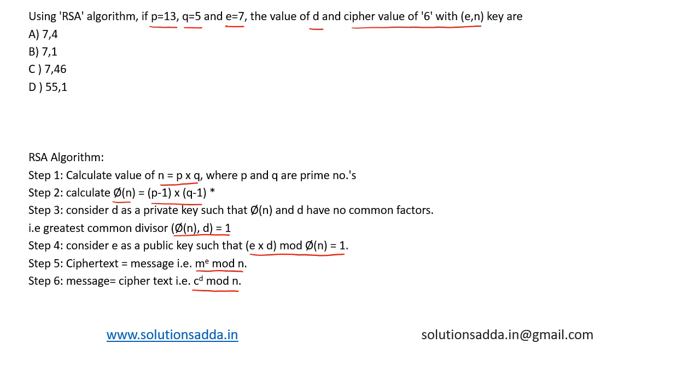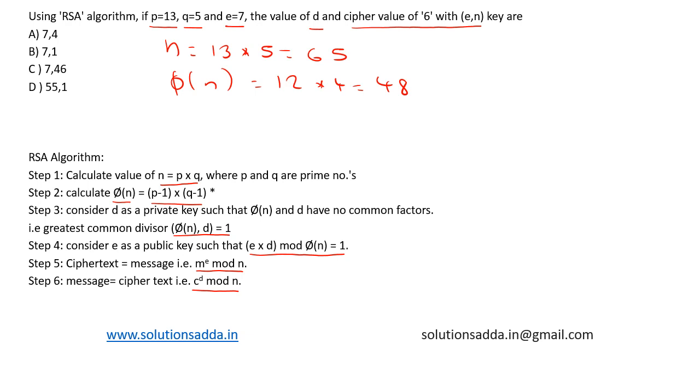So based on the algorithm and the values given, let's calculate the value of D and the cipher value of 6. So initially let's calculate n. N is equal to P into Q, that is 13 into 5, which is equal to 65. Now let's calculate the value of phi of n, that is equal to P minus 1 into Q minus 1, that is 12 into 4, which is equal to 48.